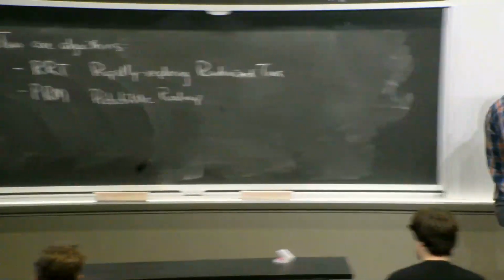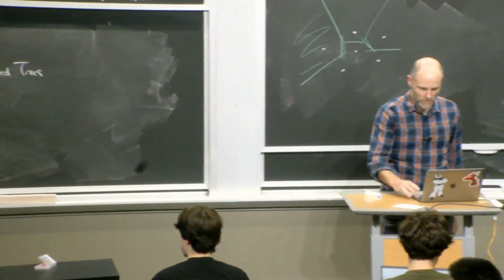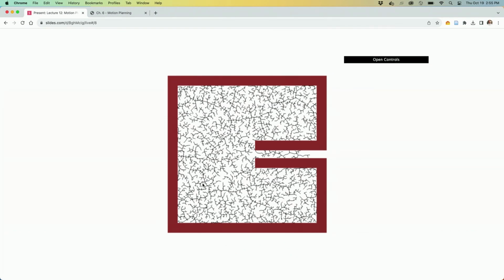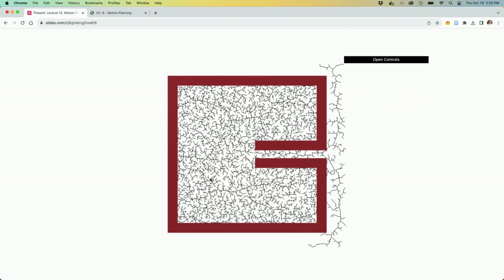So I actually came up with an example to try to make the point here too. Here's a harder motion planning problem where you start on the inside and you have to find your way over to the goal on the outside. This is a bug trap, they call it. It's just like a fly trap, where it's easy to come in, but hard to find its way out.